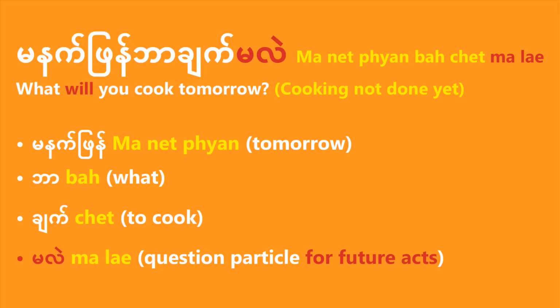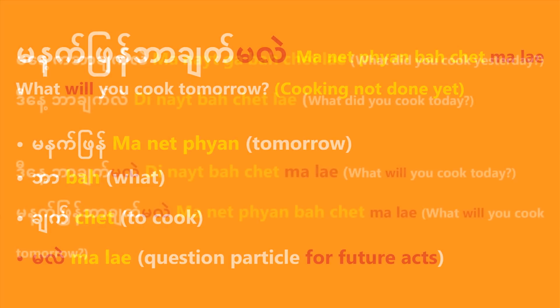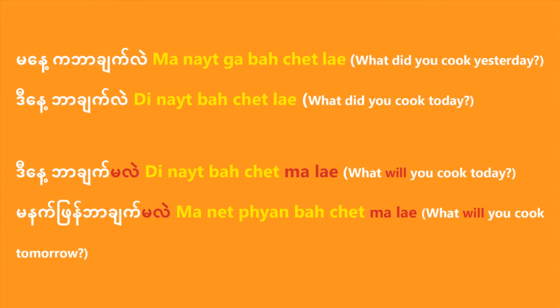So here are the 4 variations that you have just learned. Manega ba le. What did you cook yesterday? Dine ba le. What did you cook today? Dine ba male. What will you cook today? What are you going to cook today? Manepyam ba male. What will you cook tomorrow?